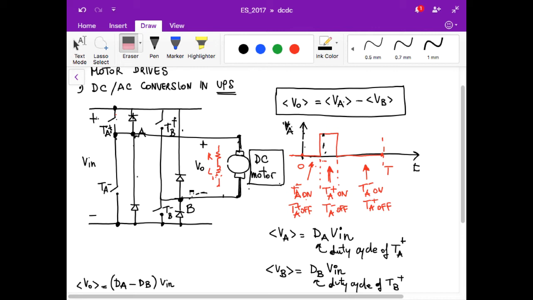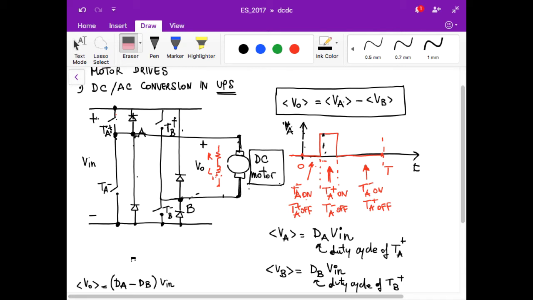And this is something that is very, very convenient, because, for example, with the positive VO, I can accelerate the motor. With the negative VO, I can put brakes on the motor, basically, just by applying a negative voltage.